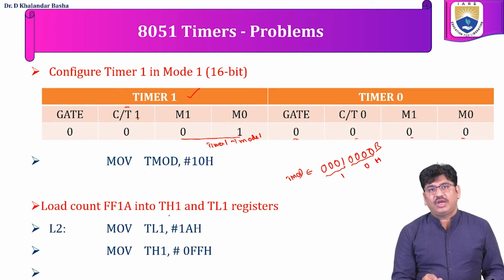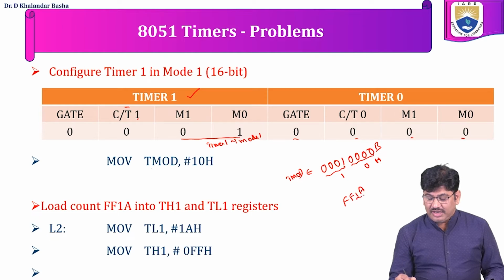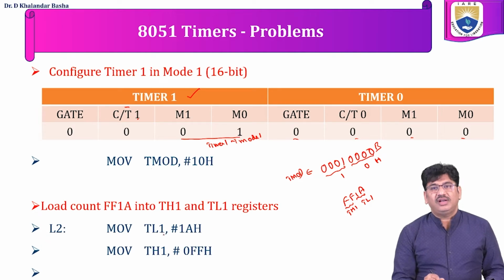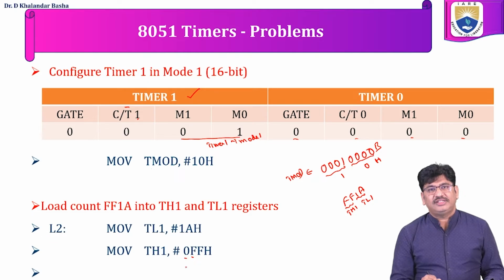Then we have to load the count, which is FF1A. 1A will be loaded into the TL1 register, and FF will be loaded into the TH1 register. MOV TL1, #1AH. MOV TH1, #FFH. Whenever the count starts with an alphabet, it has to be prefixed with 0. A, B, C, D, E, F. In the hexadecimal representation, if it starts with one of these, prefix it with 0. Whereas here it is starting with 1, so no need to prefix with 0.